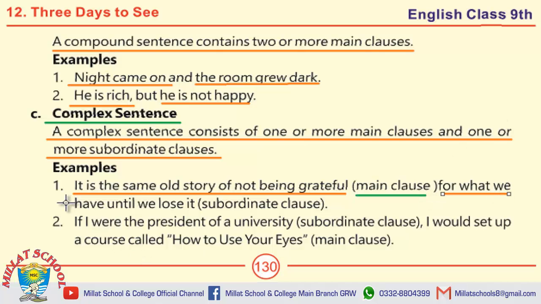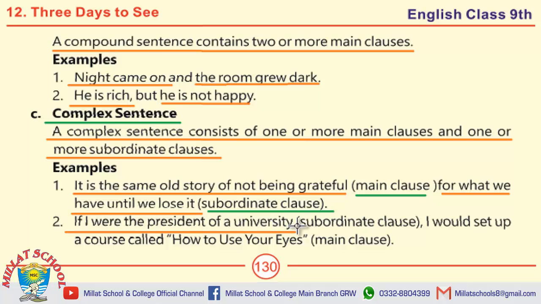For what we have until we lost it. This is subordinate clause. Next example is, if I were the president of a university, this is subordinate clause. I would set up a course called How to Use Your Eyes. This is main clause. Understand?